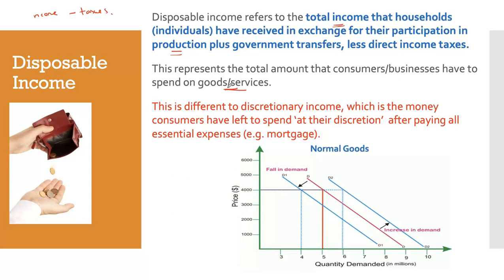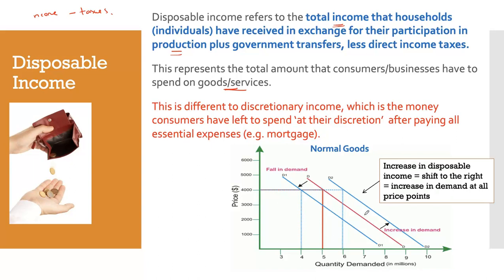But simply, if you have more disposable income, it is expected that you will have an increase in demand. So an increase in disposable income equals a shift to the right, an increase in demand at all price points. That makes sense. If all the people in the economy have more income to spend on goods and services, there's going to be more demand for all goods and services.